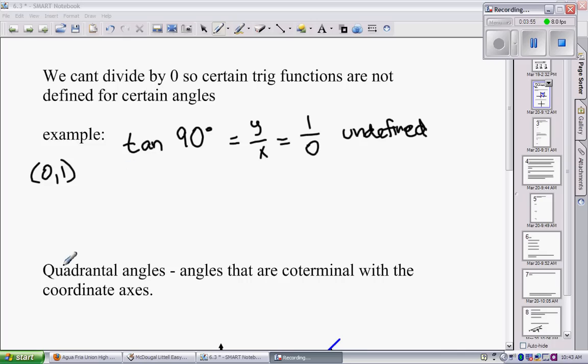This is called quadrantal angles. These are angles that are coterminal with the coordinate axes. So that means that one of the sides is on an axis.